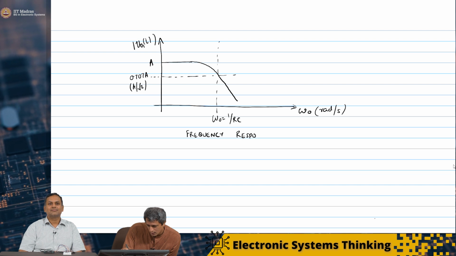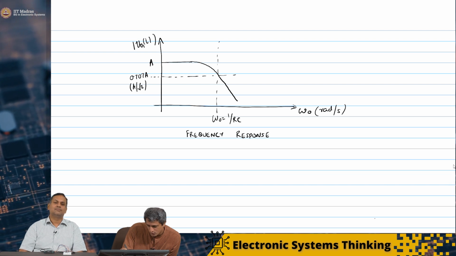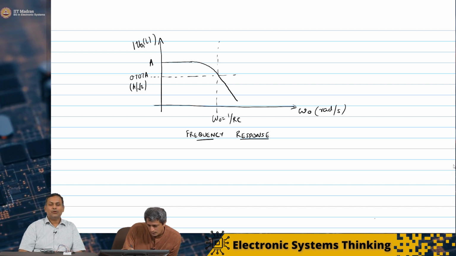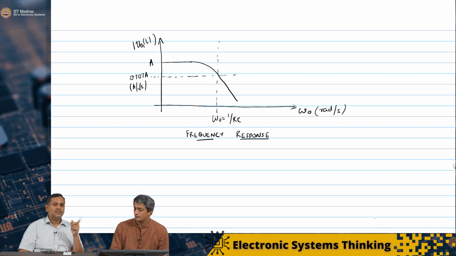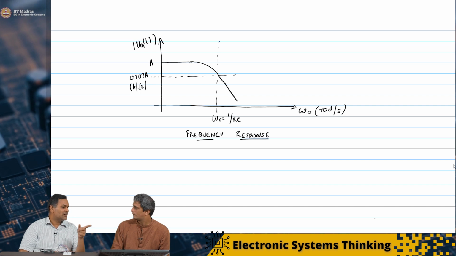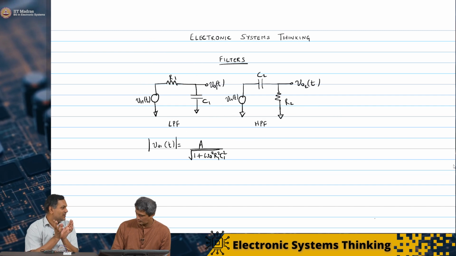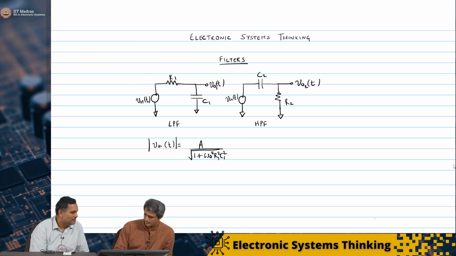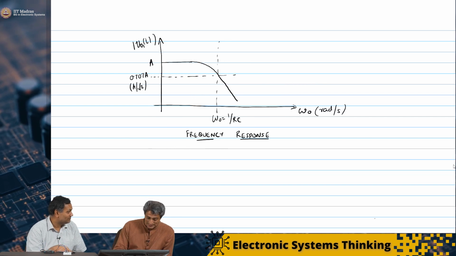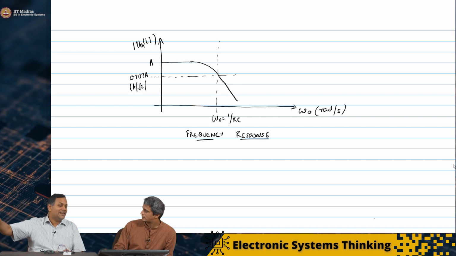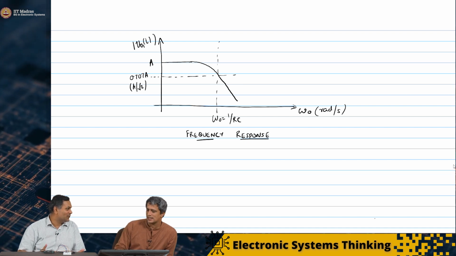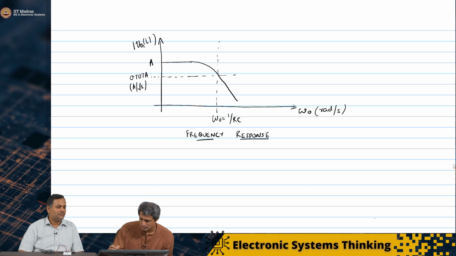In fact, if I were to imagine when omega naught is much larger than 1 over RC, in the expression for amplitude the omega naught RC portion becomes much larger than 1. It seems to go as 1 over omega naught. So it should be asymptotically hitting the x-axis, getting closer and closer.